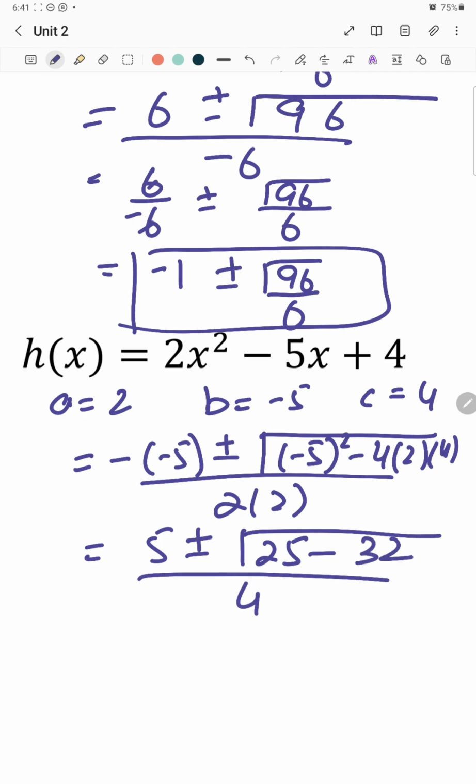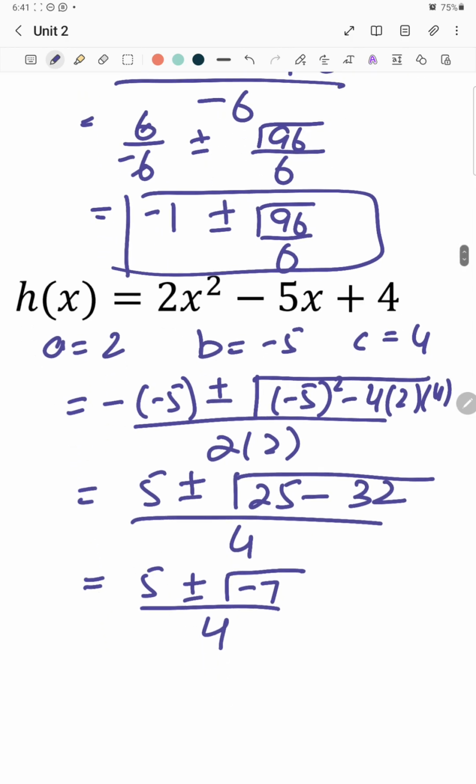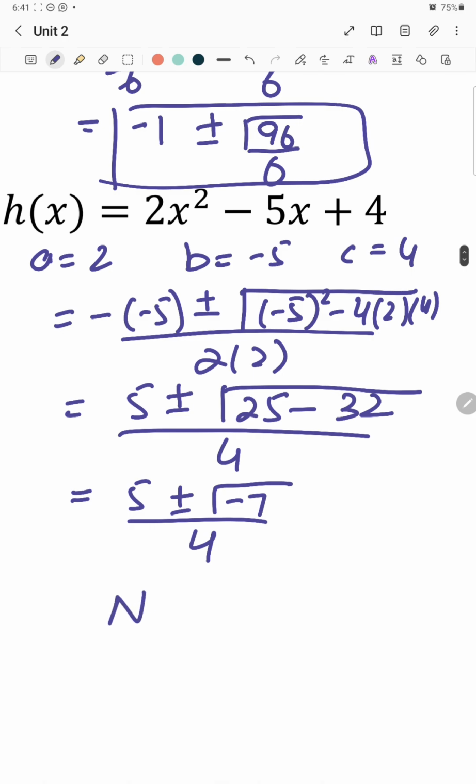4. So in this I am trying to cover each kind of example. So here we are getting the square root which is negative. We are getting a negative square root of 7, and we know the square root of a negative number does not exist. So in this case there are no x-intercepts.